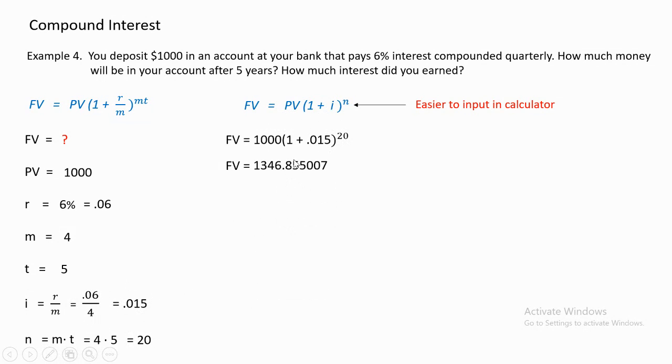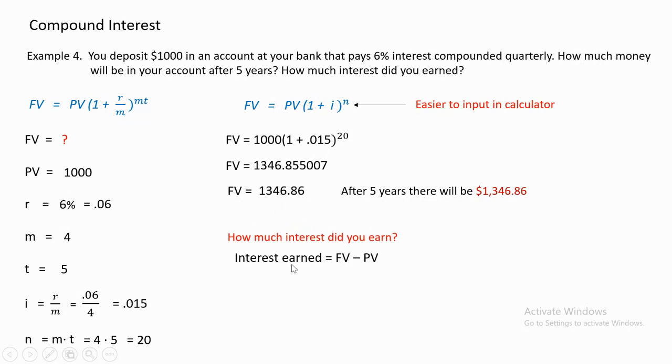So these are my dimes, the 8, and these are my pennies. So you always go to 2 places. How do you round off to 2 places? You look to the third place here. If the third decimal place is 5 or more, then you add 1 here, which this is 5. So you add 1 to the 5, which would be 13.46 and 86 cents. So that's the amount after 5 years. That answers the first part of this question: how much money will be in your account after 5 years? It'll be $1,346.86. Now, how much interest did you earn?